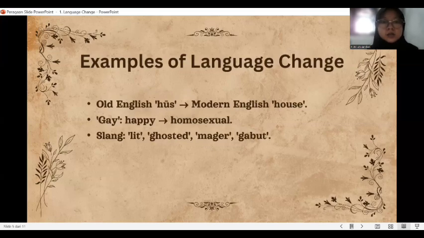Example of language change. Old English hus, modern English house. Gay used to mean happy, but now means homosexual. And there is slang like lit, ghosted, or in Indonesian there is mager atau malas gerak, and kabut artinya bosan.